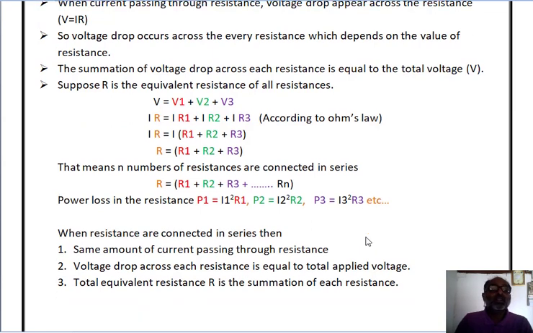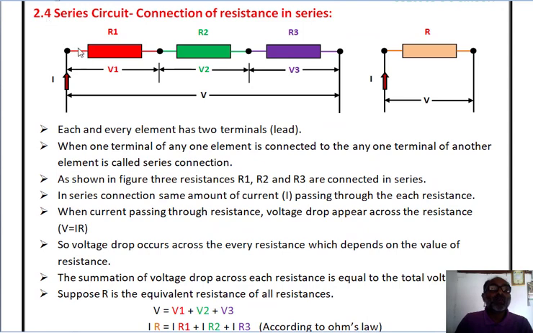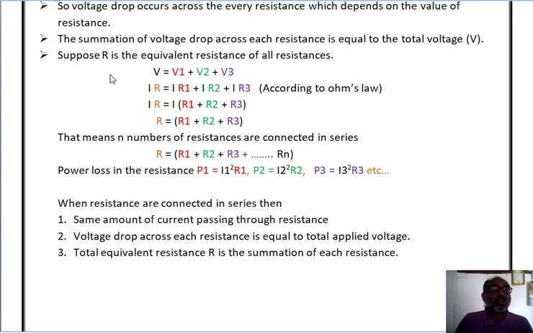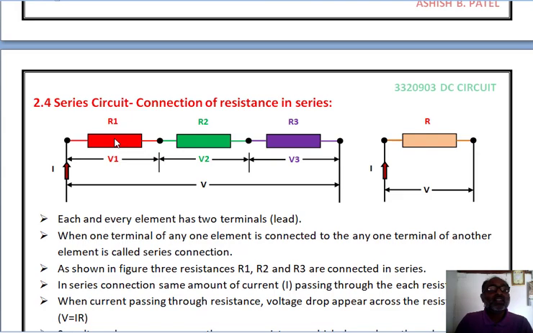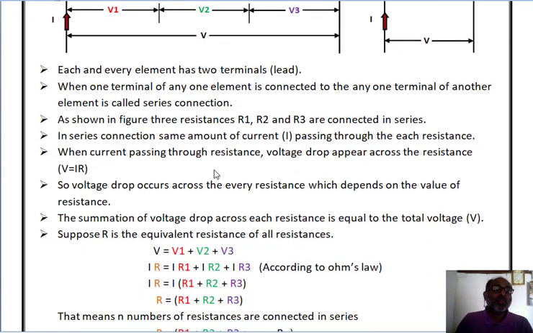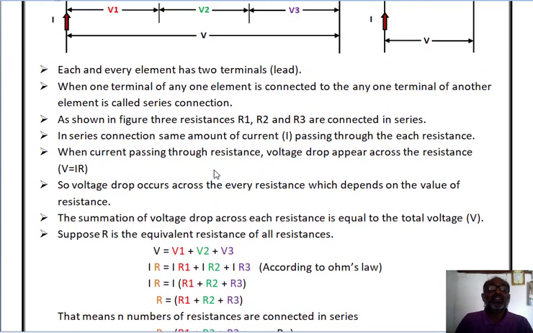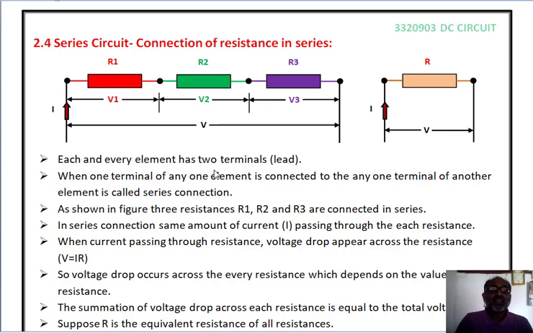So accordingly, we can say that when resistances are connected in series, first, the same amount of current passes through the circuit. Second, the total voltage, the applied voltage V, is equal to the sum of the voltage drops across each resistance. And the total equivalent resistance R is the summation of each resistance.